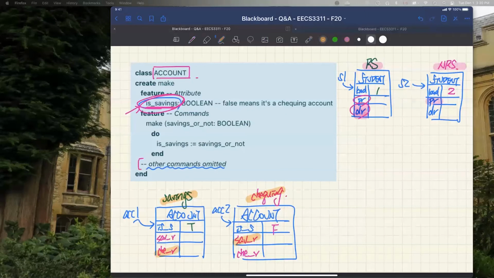Okay, I was just confused because it says other commands omitted, so I thought by commands they didn't also mean attributes. It's still similar. For example, what I'm omitting over here could potentially be, well, attributes are just one example. It could be, I would say, withdraw from savings. That could be one. And we have another one, maybe withdraw from checking.